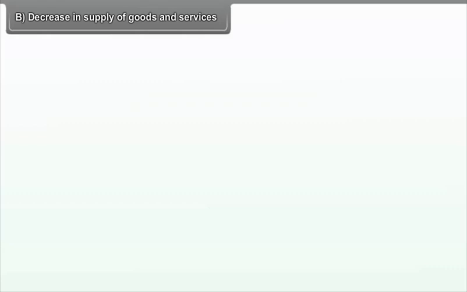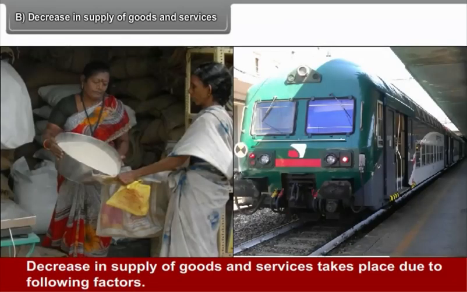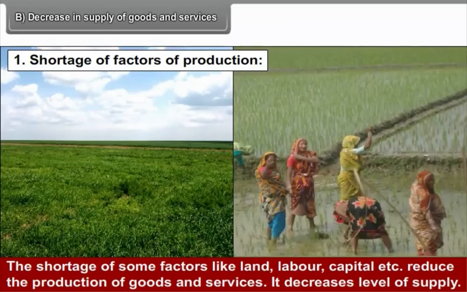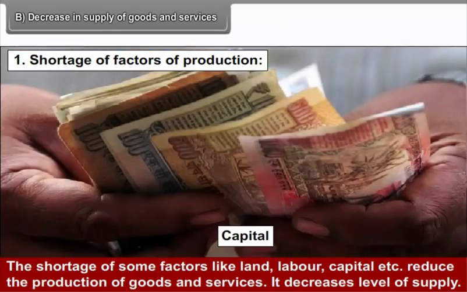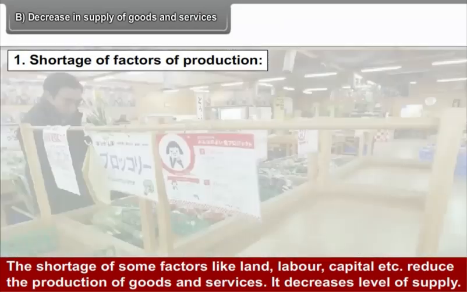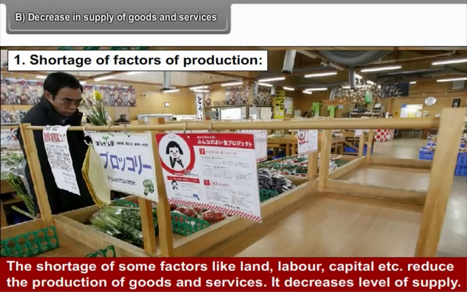B. Decrease in supply of goods and services. Decrease in supply of goods and services takes place due to the following factors. 1. Shortage of factors of production. The shortage of some factors like land, labor, capital, etc. reduce the production of goods and services. It decreases the level of supply.